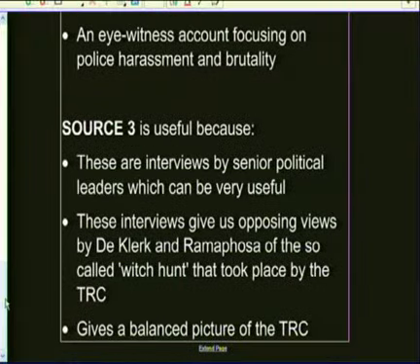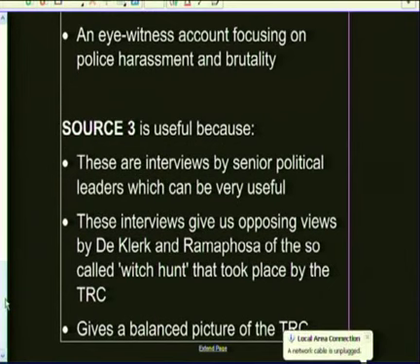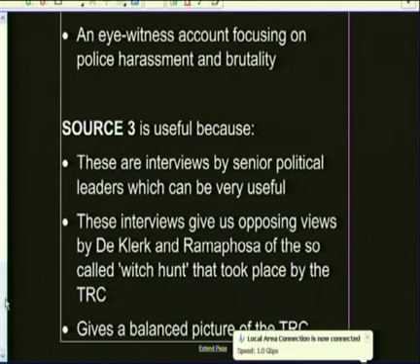And then if you choose source 3, you would say it is useful because these are the interviews by senior political leaders that can be very useful, and they give us opposing views, and that is very, very important in constructing history. So remember, we looked at that source 3, and you said one was by F.W. de Klerk, who was the leader of the National Party, and then the other one, Cyril Ramaphosa, who represented the ANC. So if you look at source 3, it actually does give us a balanced picture of the TRC because it's showing us the different sides and how they viewed the TRC.